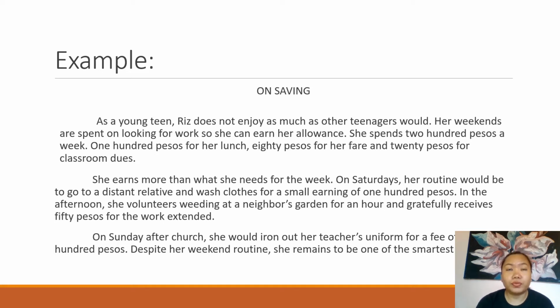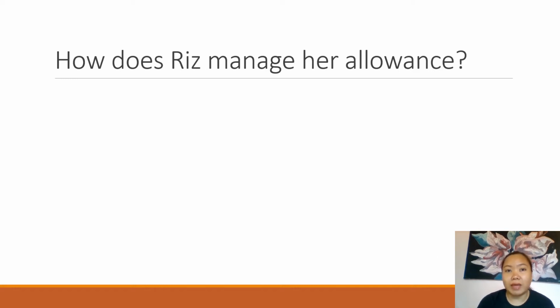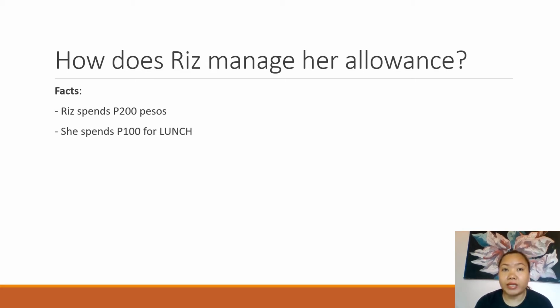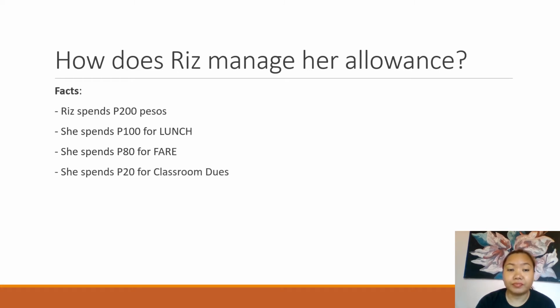So what have we learned about the paragraph? How does Riz manage her allowance? What are some facts or details we get from the paragraph? First, Riz spends 200 pesos for her allowance. She spends 100 pesos for her lunch, for her fare she spends 80, and for her classroom dues she spends 20.